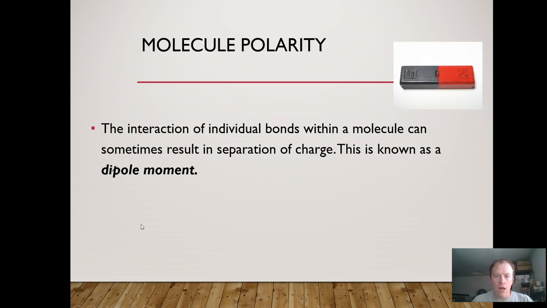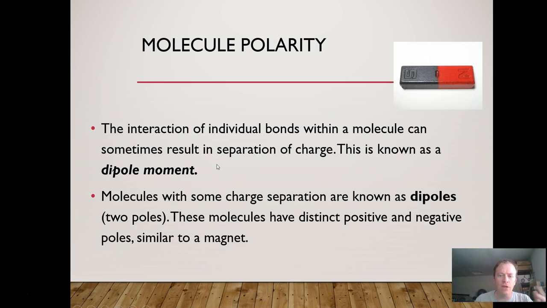What we are talking about here is how the polarities of individual bonds interact to produce a molecule that may have an overall charge or a charge separation. There's a weird term associated with that. It's called the dipole moment. Basically it means the molecule has some degree of charge separation. This is the whole idea that we're going to be developing throughout this video.